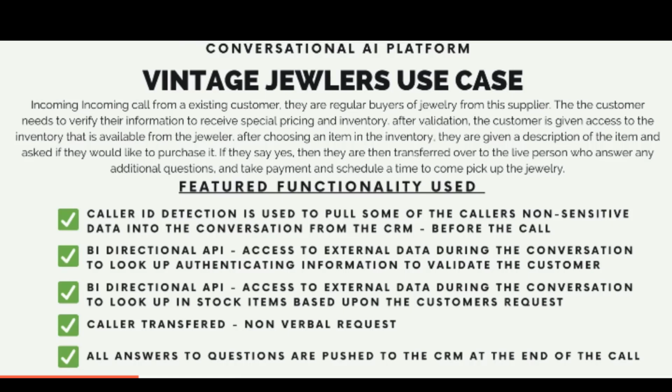So caller ID detection is in place in this one, pulling information from the caller so they can introduce the caller, make them feel welcome. Bidirectional API accesses information during the conversation, looking up things to authenticate. At the same time, it pulls external and internal data about the stock and what items are in place. At the end, the call is transferred. All questions and things are pushed through to the CRM at the end of the call or even written during the call. So let's see how this use case plays out.